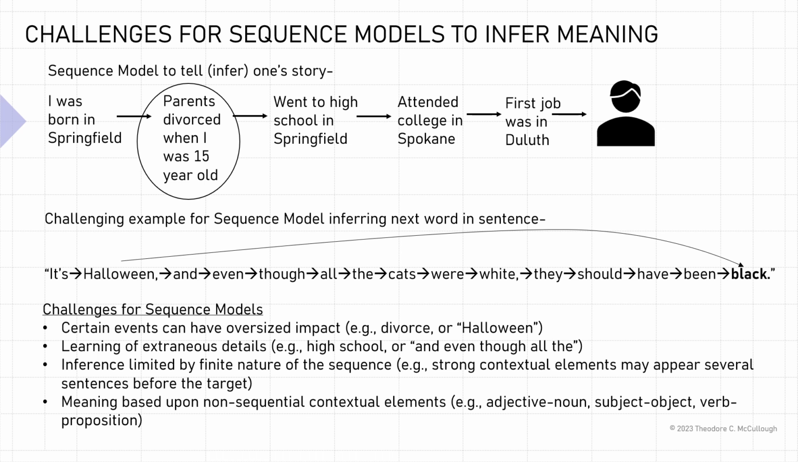For example, adjective, noun, subject, object, verb, proposition. Basically, these are non-sequential elements of a sentence. They can appear anywhere in a sentence and are not tied necessarily to sequence.